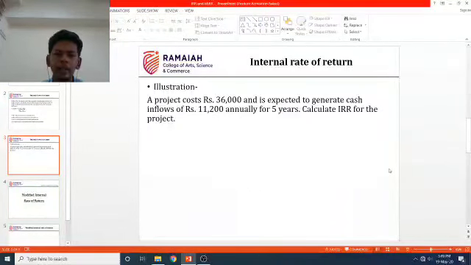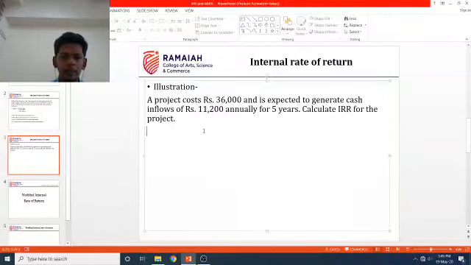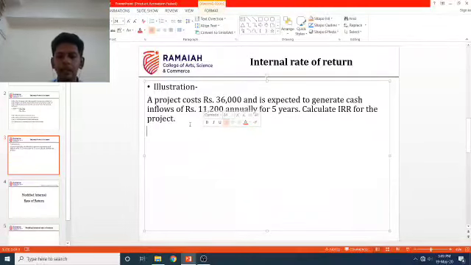There is a project which costs rupees 36,000 and is expected to generate cash inflows of 11,200 annually for 5 years. This is a very simple problem because the cash inflow is uniform for 5 years. Today you are spending 36,000 and every year you are earning 11,200 for 5 years. We have not been given a terminal value, so this is one of the simplest problems. First step, calculate the payback period.